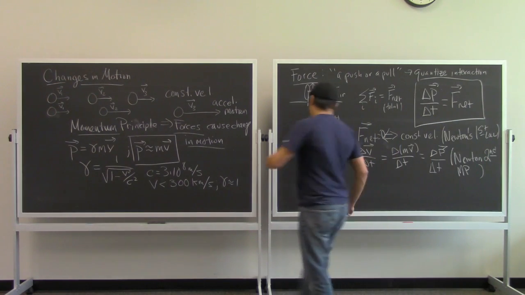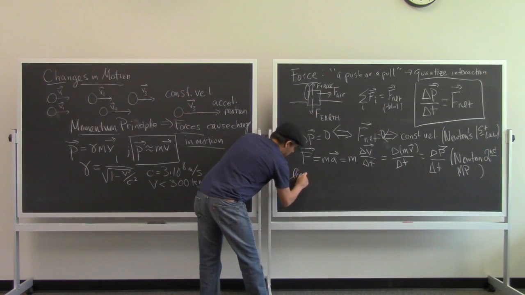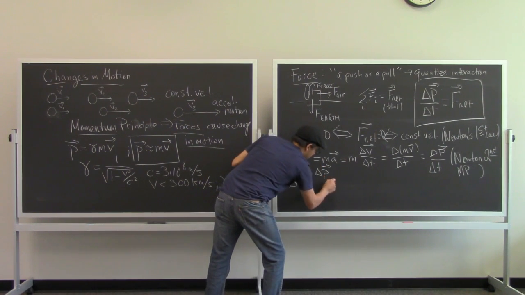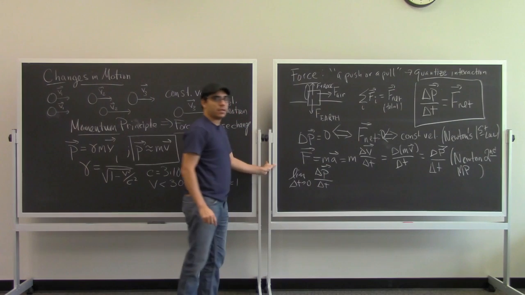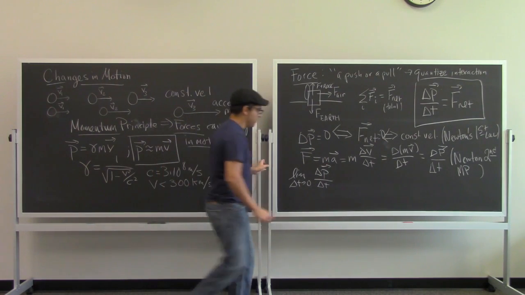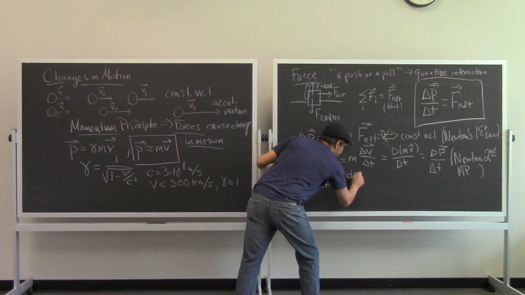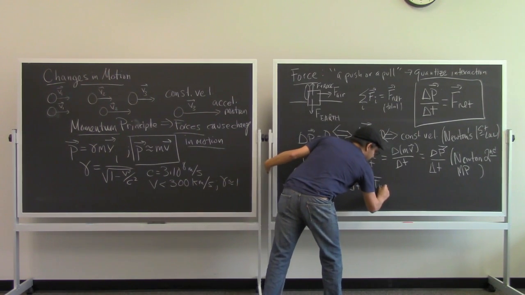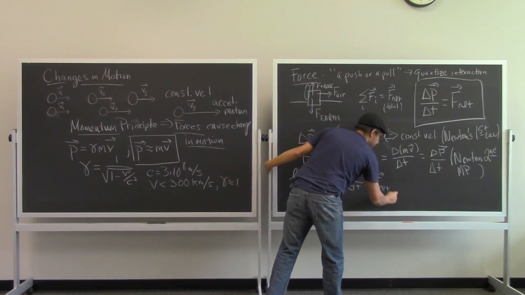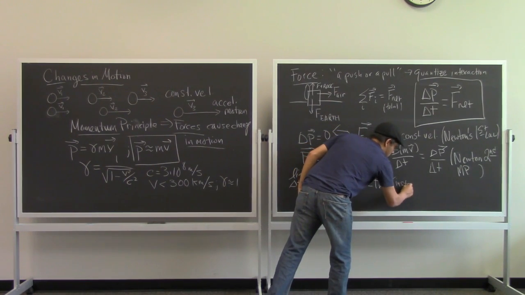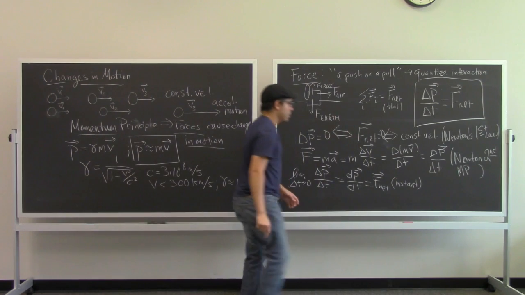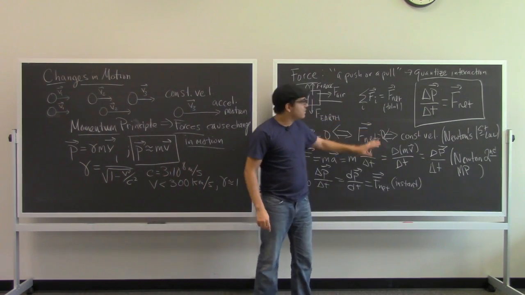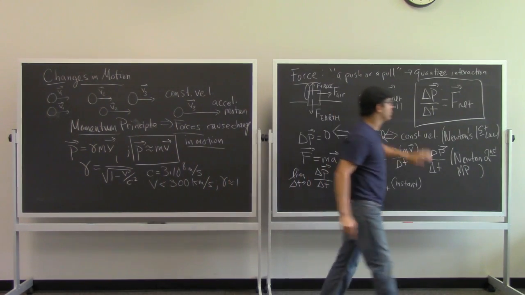So just as we did before, what we can do is we can take a limit as delta t goes to 0 of this ratio, delta p over delta t. If we do that, that's the definition of the derivative of the momentum. And that's equal to the instantaneous net force, as it turns out. So it must be that the way that we've written the momentum principle up here is that that's the average net force over the interval delta t.